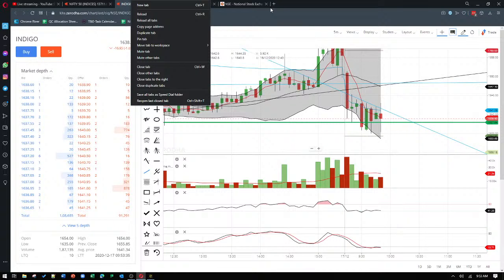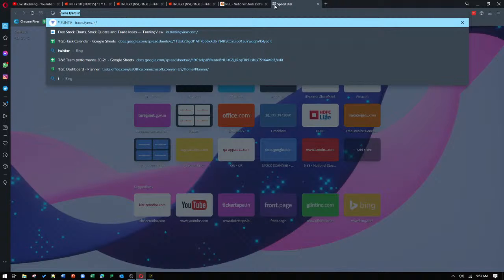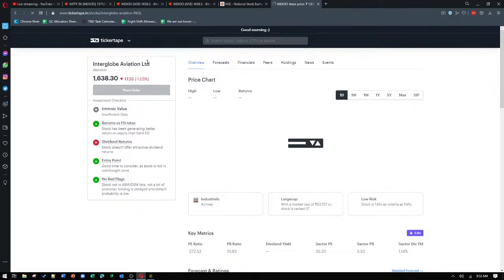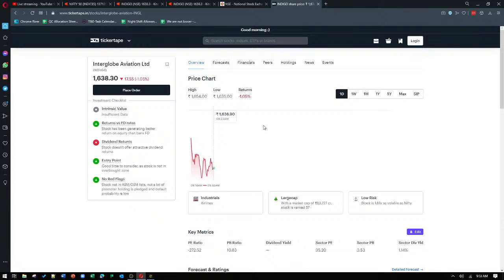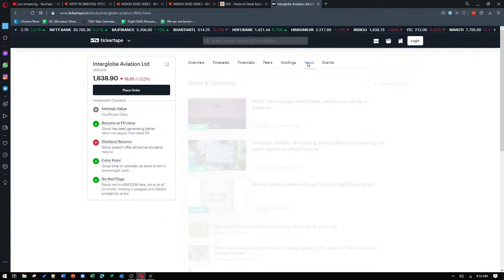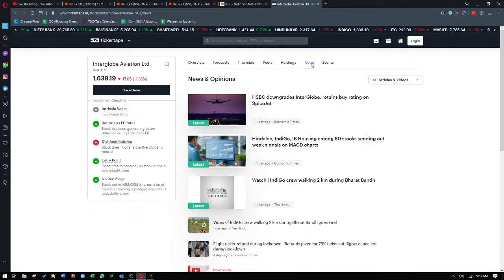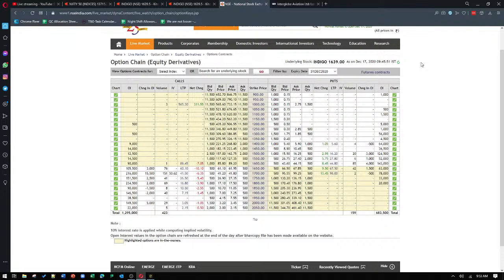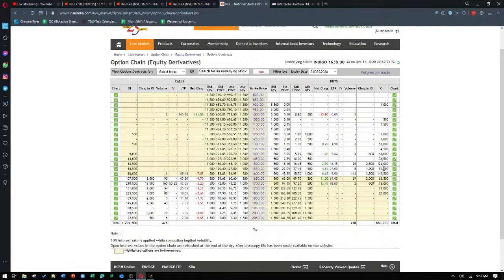Okay, let me just quickly visit the ticker tape and see if any news is there. So far no news. And what's happening with OI? Same: strong on the put side and weakness on the call side.